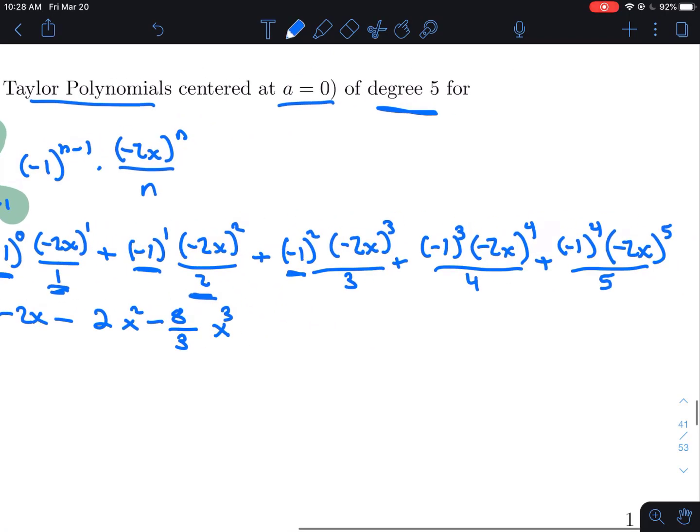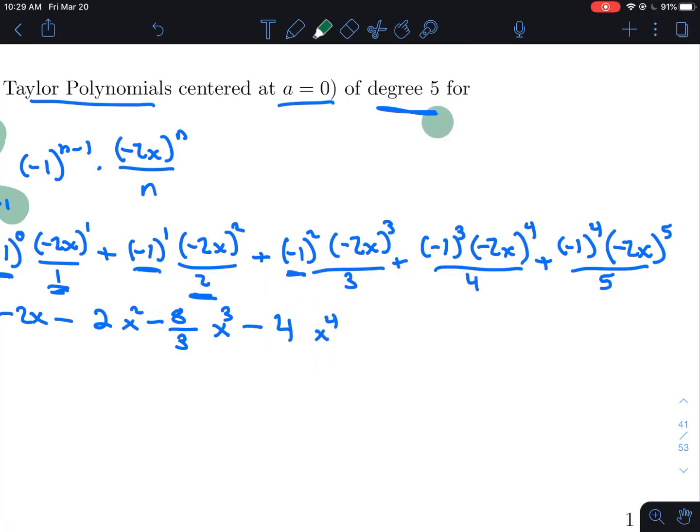Next up, we have negative 1 cubed, which is going to be negative 1. I have a 1/4, and when I take negative 2 and raise it to the 4th power, that's going to be 16. And when I take x and raise it to the 4th power, that's just going to be x to the 4th. And so again, we can simplify down. 16 divided by 4 is just going to be 4.